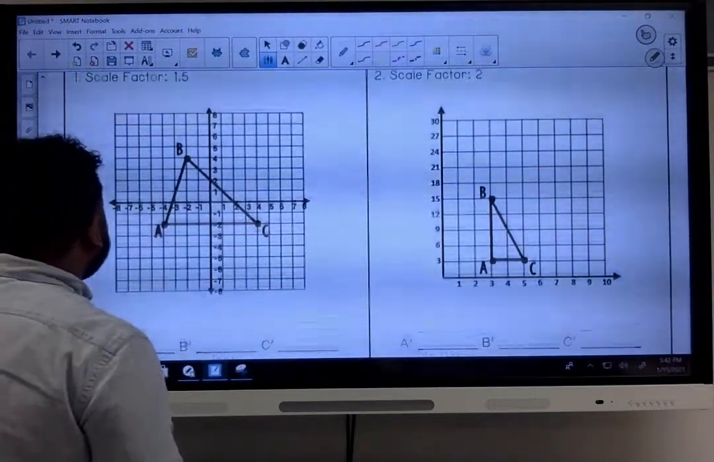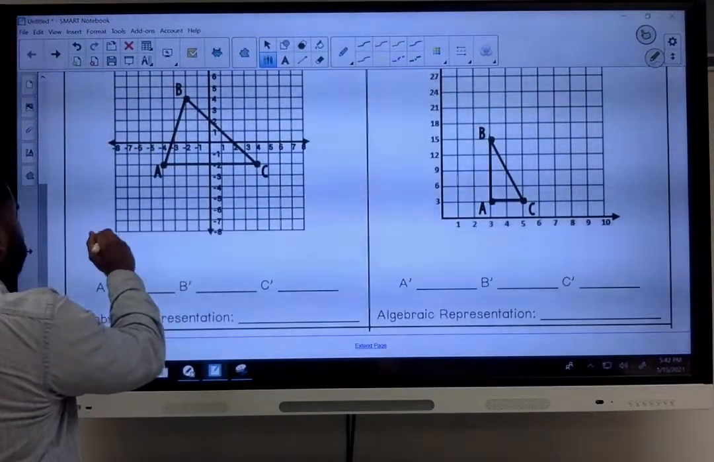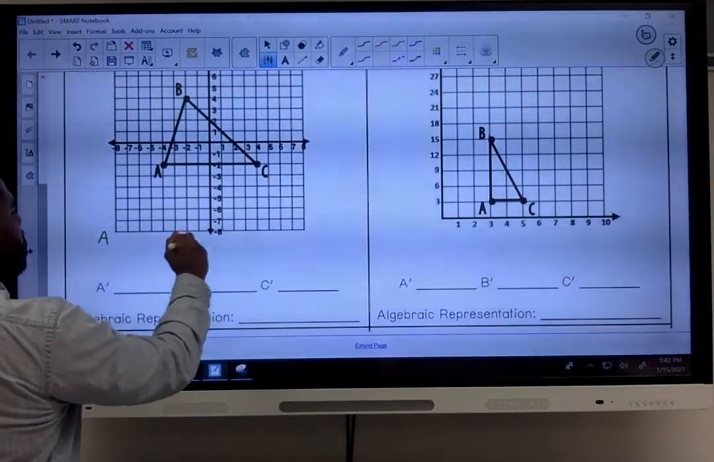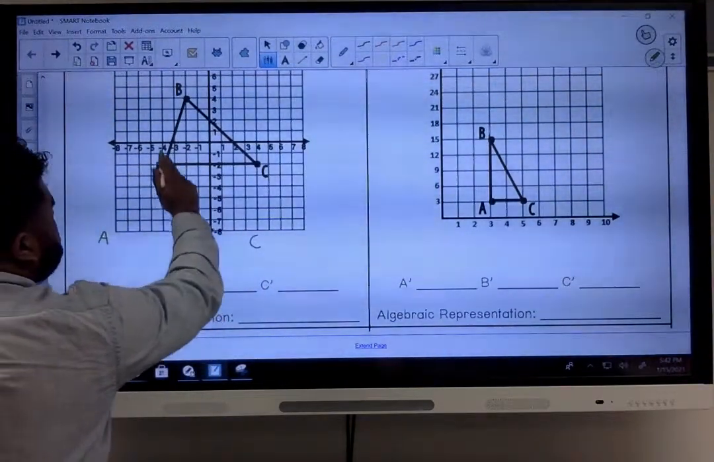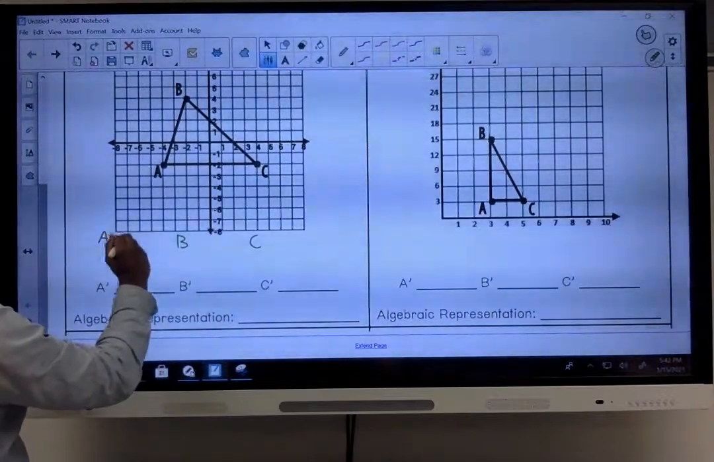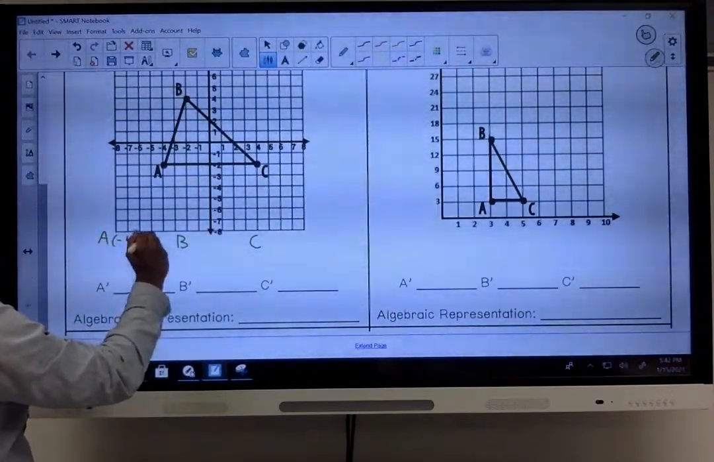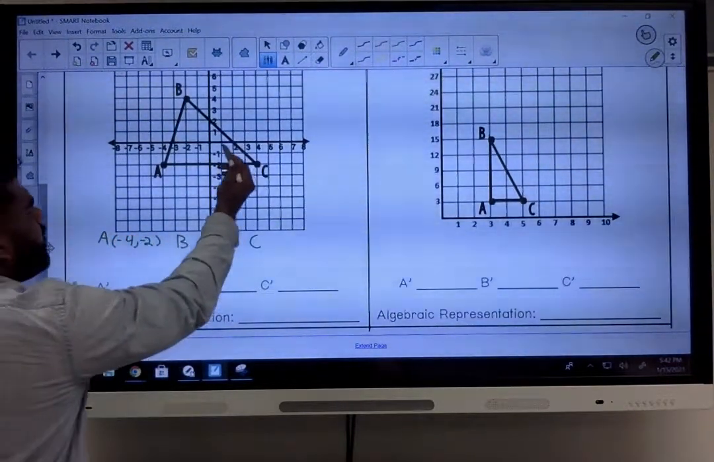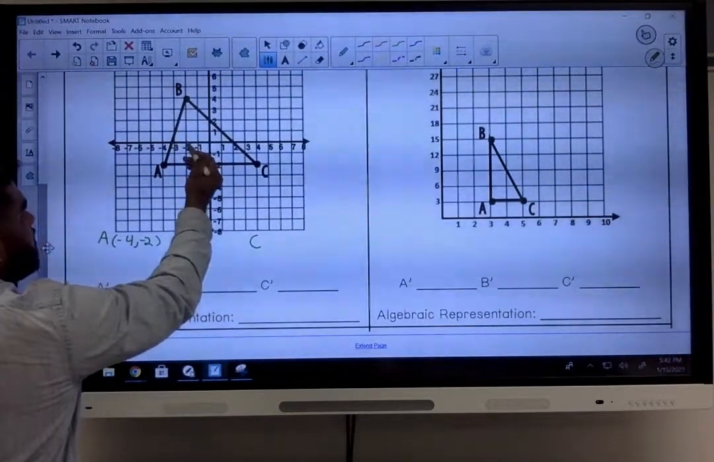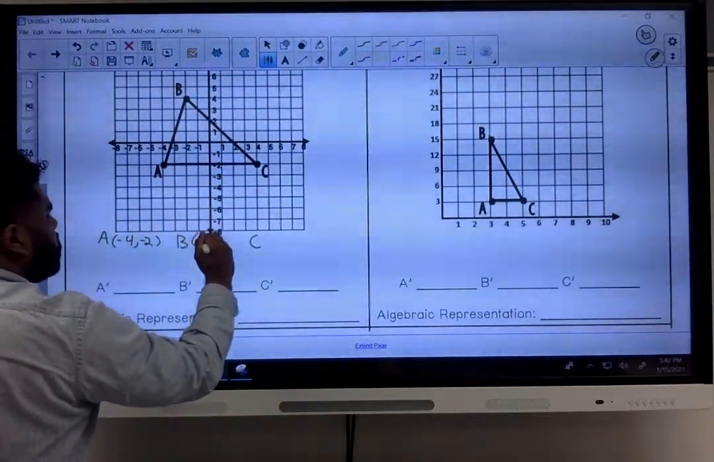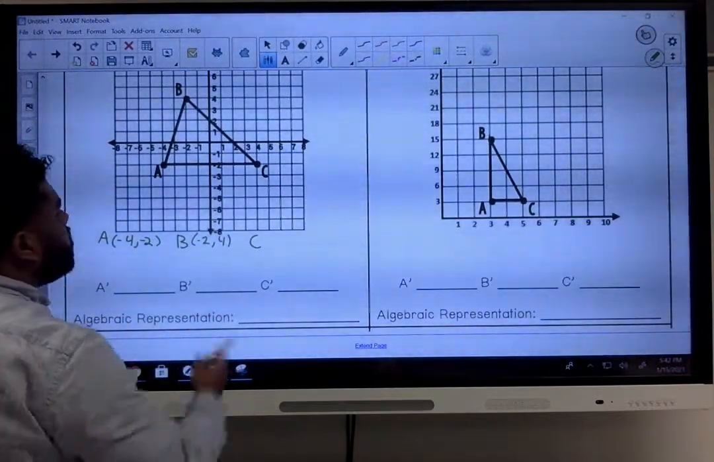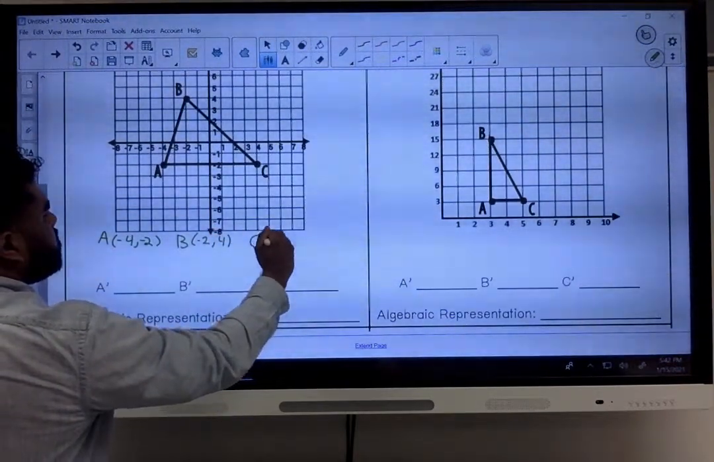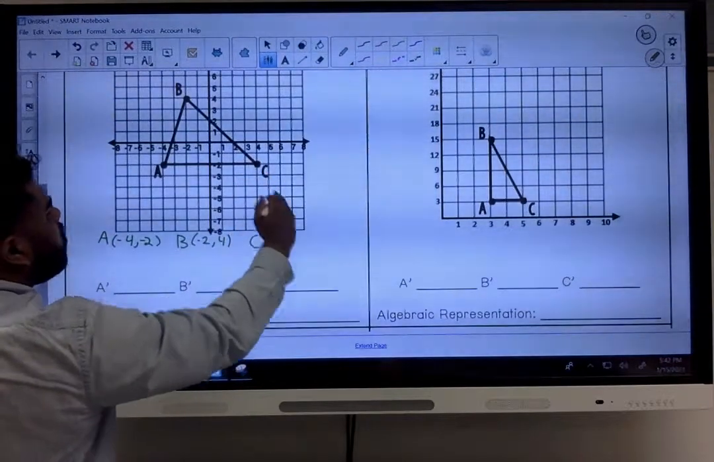What I'm going to do is take our points A, B, and C. A is at (-4, -2). B is at (-2, 4). And C is at (4, -2).